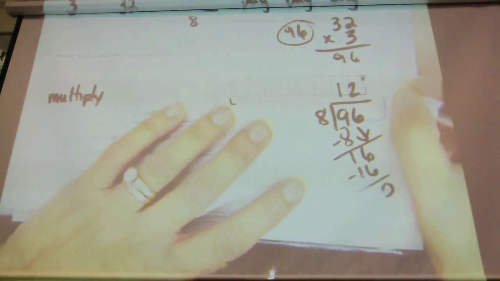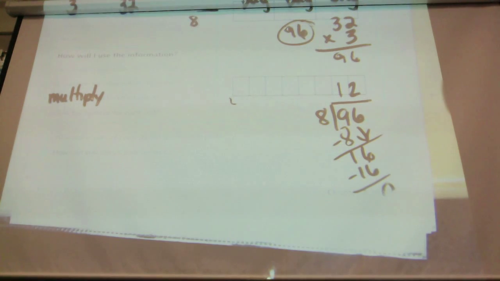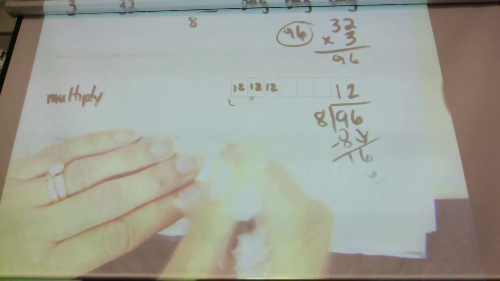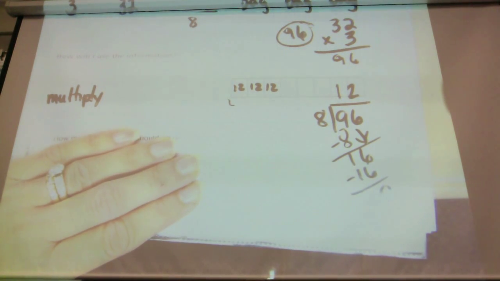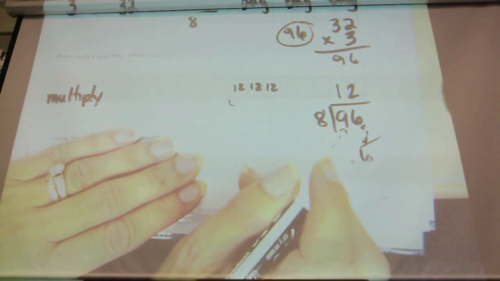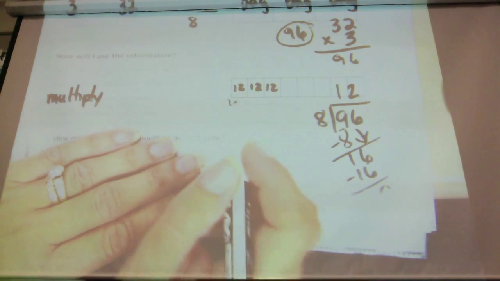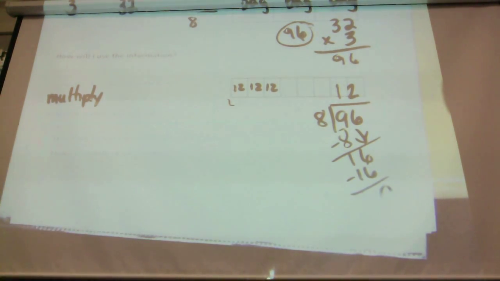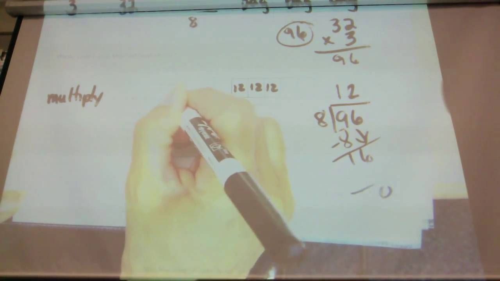So my quotient is what? 12. What is going to go on each of these blue lines? 12. Each one of these boxes represents what? Okay, I need everybody thinking about it and listening. Each one of these boxes represents what? Plates. And the 12 represents? Corn. How many corn are going on each plate? 12. Okay. So this was divide.